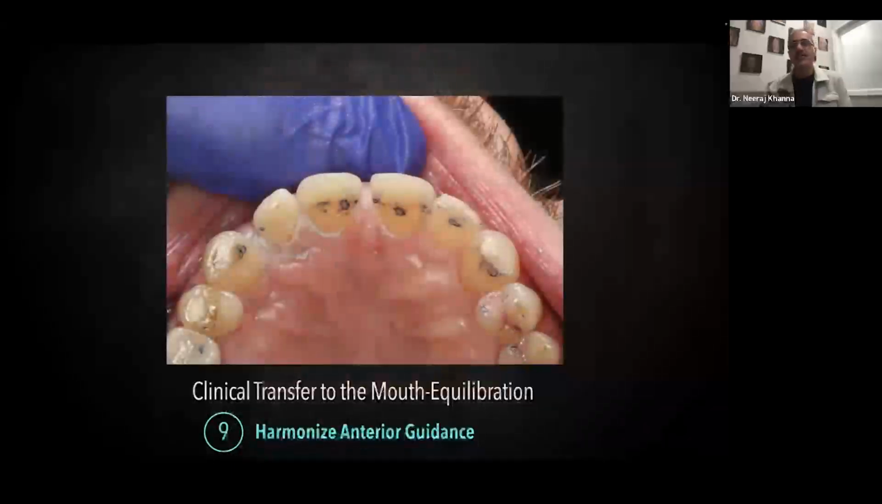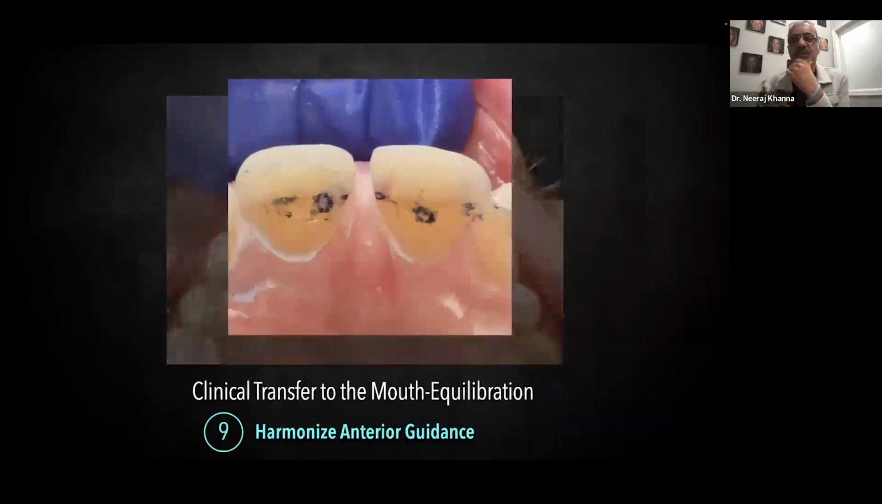And so one thing that becomes even more critical when it comes to the anterior guidance is we want to make sure that we harmonize it. And what that simply means is we want to make sure we have nice, smooth disclusion, but we have to make sure we check for a term called long centric. And I'm going to show you what that means. If you look carefully, here's our centric stop, but this red mark that you see here is what we call long centric. And I'd like to explain what that is essentially.